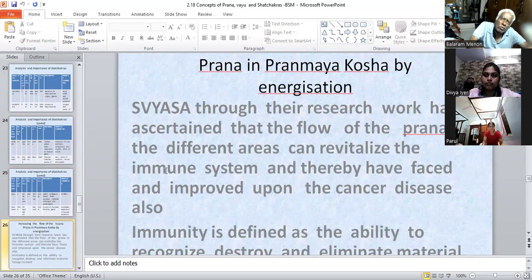SVASA, through the research work, has ascertained that the flow of the prana in the different areas can revitalize the immune system and thereby face and improve upon the cancer disease also. The pranic energization technique on pranamaya kosha.